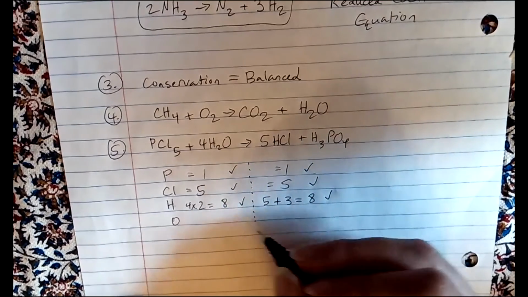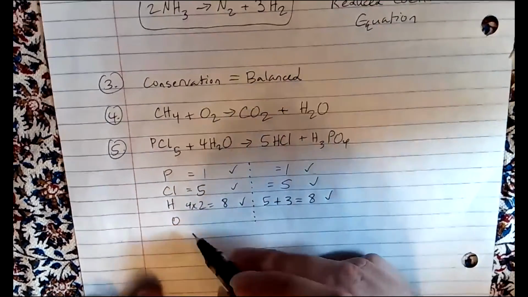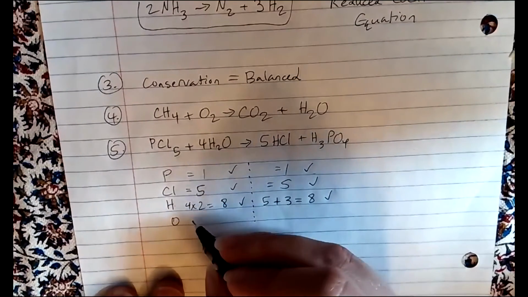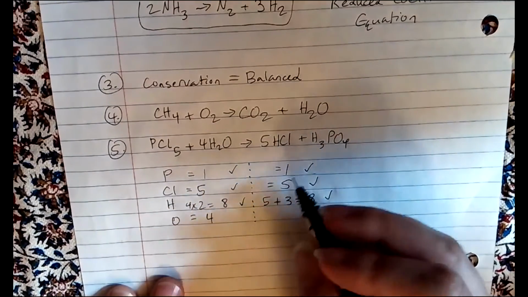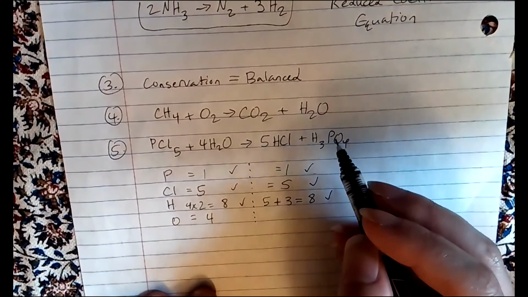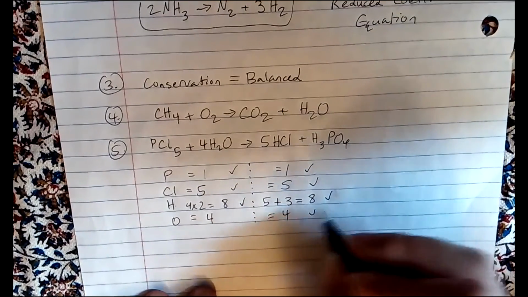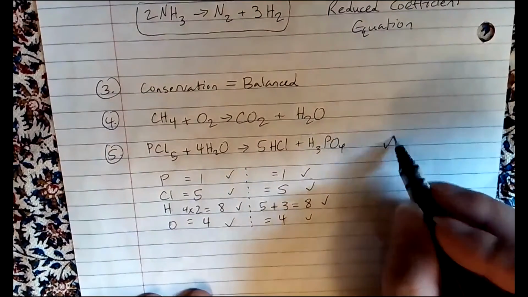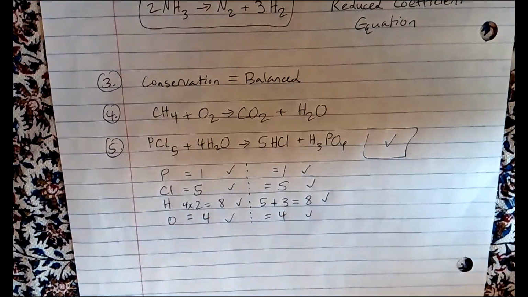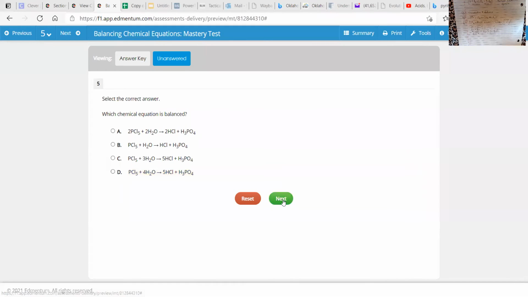So now we're balanced. Then for O, we have 4 on the left-hand side, and on the right-hand side, we have 4 as well. So we're balanced. Cool. All right, now back to this screen.